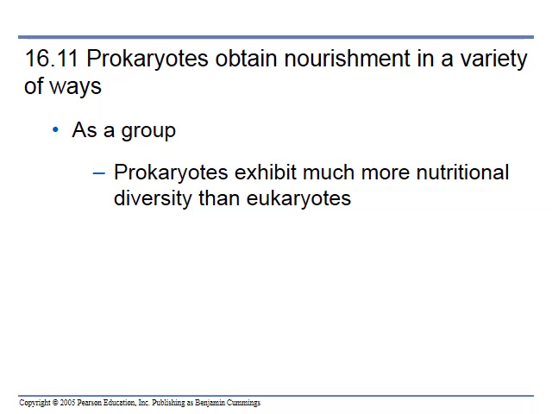Prokaryotes obtain nourishment in a variety of ways, and they exhibit much more nutritional diversity than eukaryotes. So what does that mean? Well, we have to eat. You and I, we have to eat things for our nourishment. Prokaryotes can do photosynthesis. They can use chemicals to make their nourishment and to get energy from chemicals. They can do a variety of things that we don't do.